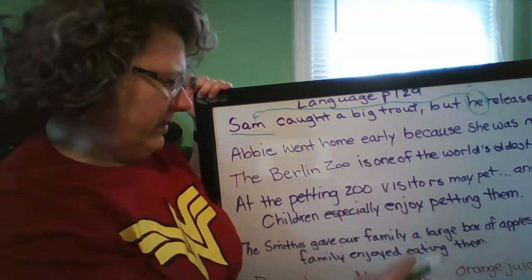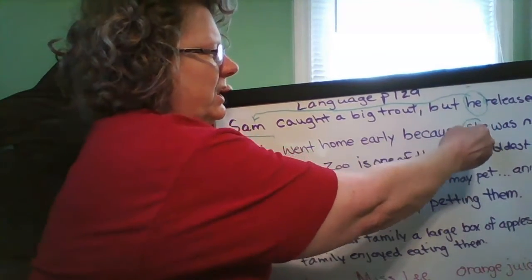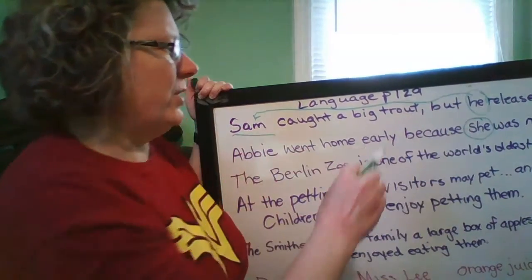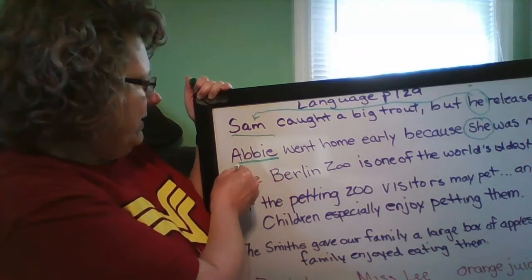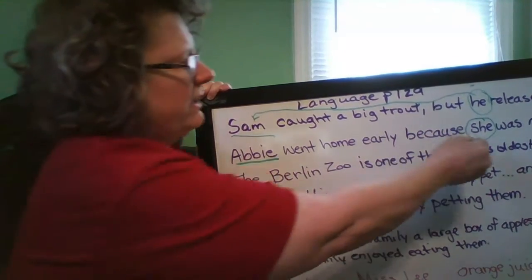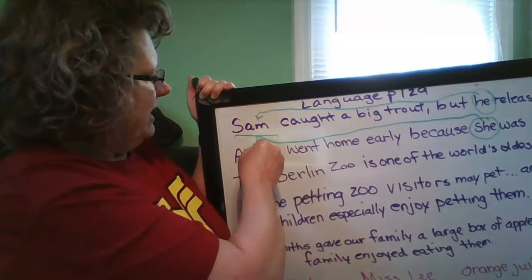The pronoun, if we look at the list of pronouns, if we're not sure, the pronoun is she. Now we have to ask ourselves, who is she? Well, she is Abby. So we underline Abby, and then you're going to draw a line from she to Abby.